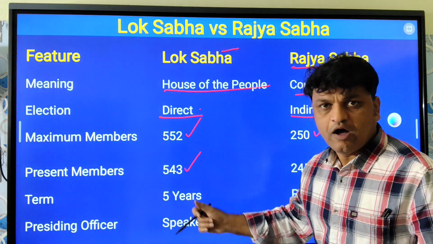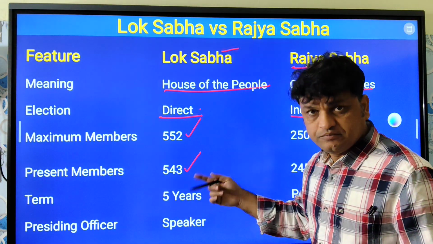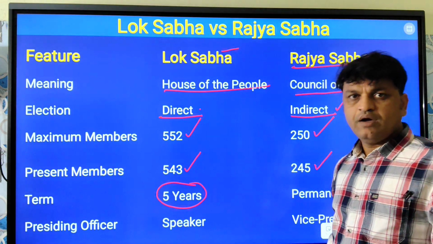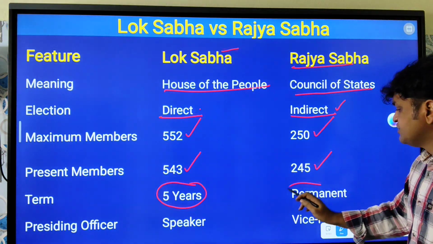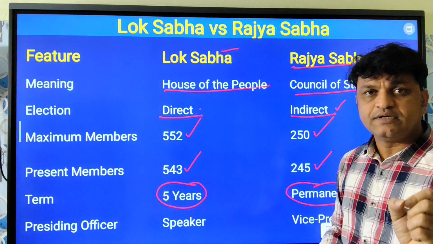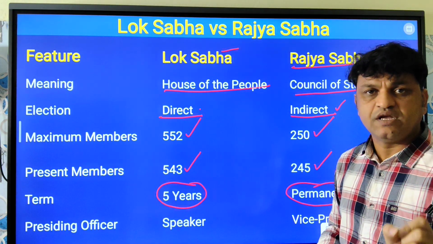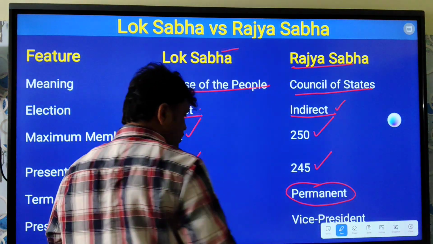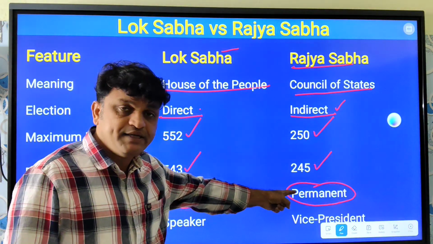What is the term, Nana? How many years will they be in the house? 5 years only, after 5 years they will retire. Then the Rajya Sabha is a permanent house, but nearly 33%, 1/3 of the members of Parliament of Rajya Sabha, the Council of State, will retire every 2 years. That is the difference. So Lok Sabha is temporary, and Rajya Sabha is permanent.